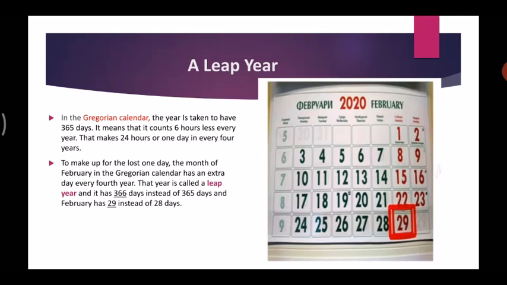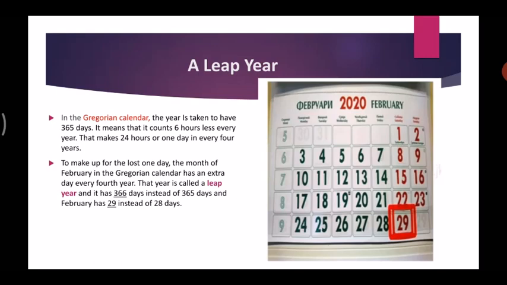Now, if we count 6 hours for every year, in 4 years it will become 24 hours. And we know that 24 hours is equal to 1 day. So we are actually counting 1 day less. So to make up for the lost 1 day, we are learning about the leap year. The month of February in the Gregorian calendar has an extra day every fourth year. Not every year, but once in 4 years, because once in 4 years we have lost 1 day. So to bring back that 1 day, we add 1 day to the month of February.